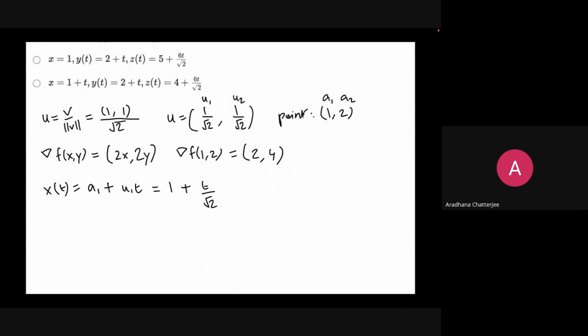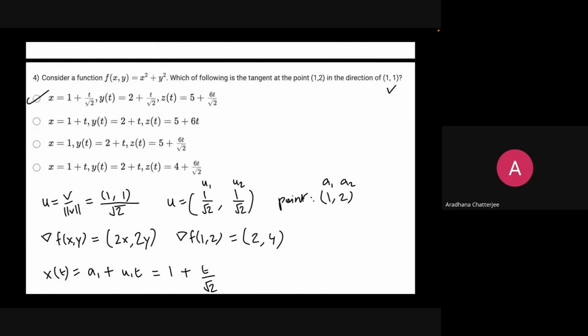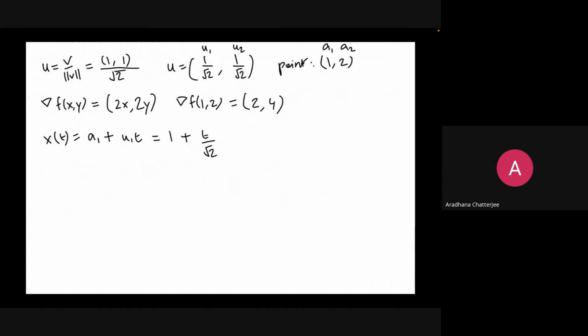So now we need it for y also because we have f of x y. So the parametric equation here, I'll just zoom out again so we can see the whole thing. This is equal to a2 plus u2t. Now, t is just some parameter, you don't have to worry about it, it's just going to be there.